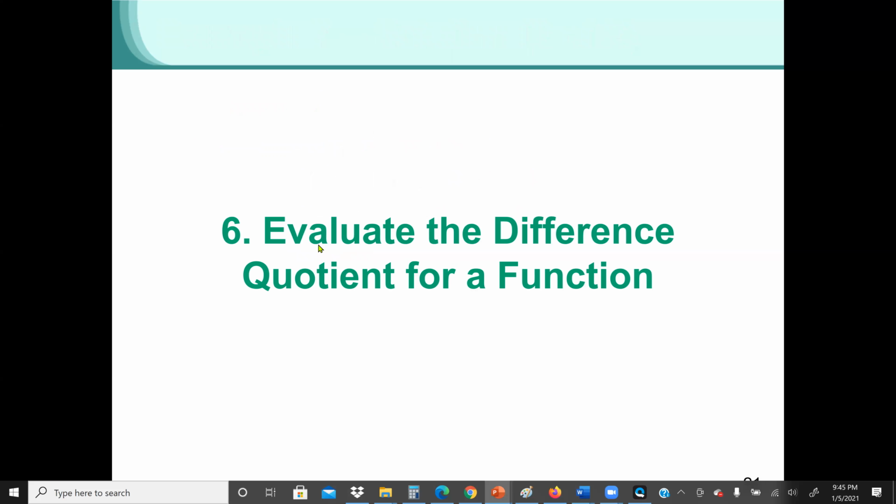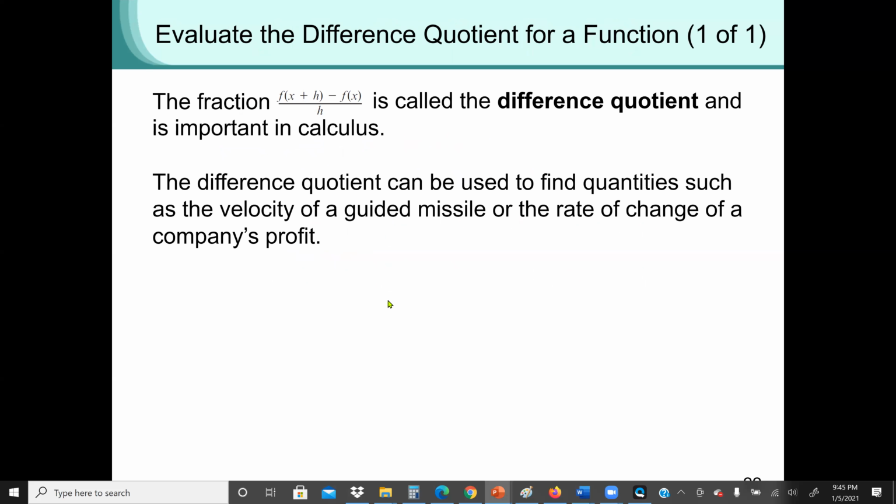So next, we're going to learn how to evaluate the difference quotient for a function. The example given to us is the fraction f at x plus h minus f at x, over h. This is called the difference quotient, and it's important in calculus. From this expression in calculus, we are able to derive all the calculus formulas: sum rule, subtraction, multiplication, quotient, etc. And we can also use this formula to find the limit.